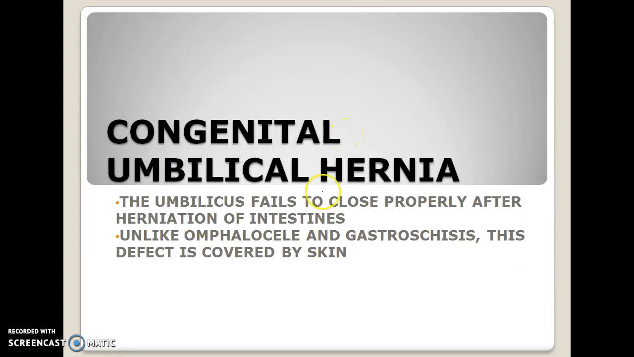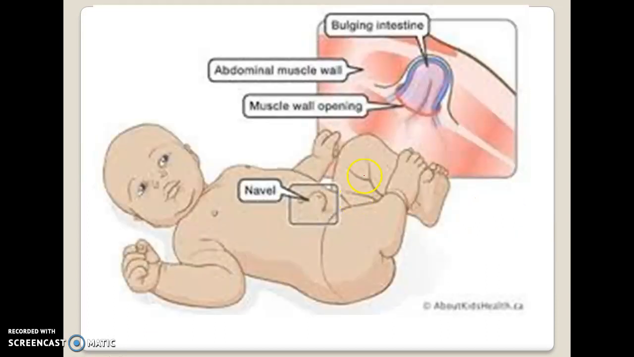And the third one is congenital umbilical hernia. In this, the umbilicus just fails to close properly like this, and a small loop comes out. But the important thing is it is covered with skin. You look, there is skin, unlike in omphalocele and gastroschisis where there is no skin. But this is a very small defect and it's not a big problem.